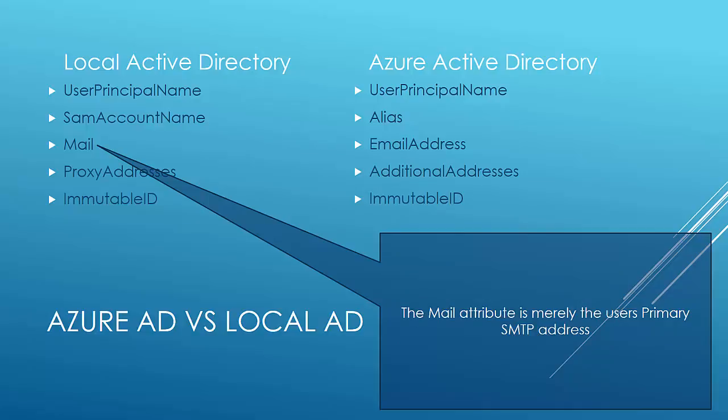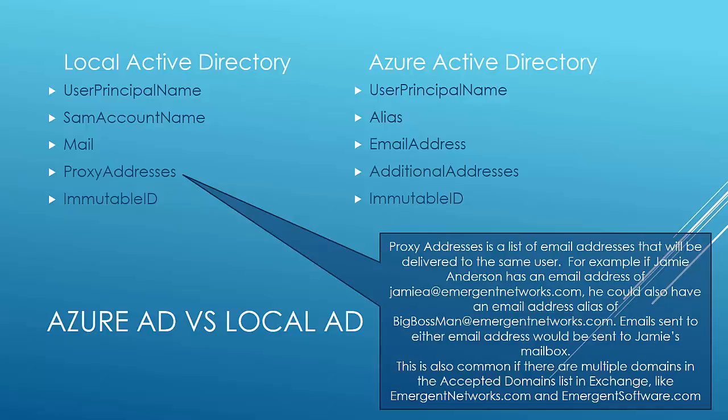Okay, the mail attributes, just the email address that everyone gets. And the proxy addresses is where their additional email addresses are. For instance, in Jamie's case, you'd have Jamie A. He could also have one that says Big Boss Man at emergentnetworks.com. Emails sent to either one of those is still going to be delivered to his mailbox, but his primary is going to be the one he replies from. So that's going to always be Jamie A, unless, of course, he really wanted Big Boss Man.